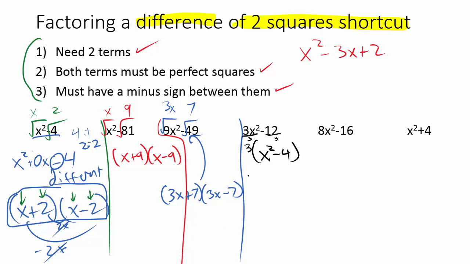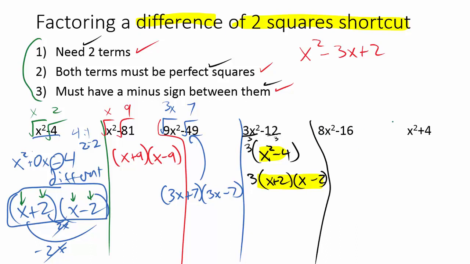So this is now a two-step factoring problem, because if you look on the inside I've got two terms. They're both perfect squares, and they've got a minus sign between. So the inside part will now factor into x plus 2, x minus 2, just like we did with number 1. That was basically the exact same problem as this first one over here. And we are almost there.